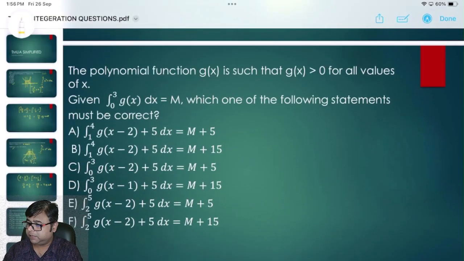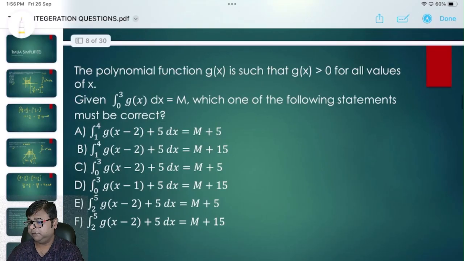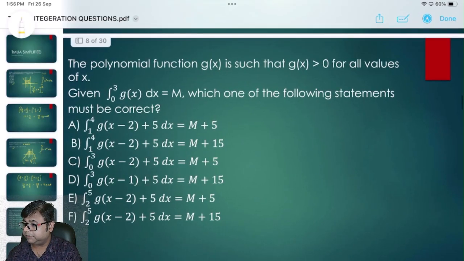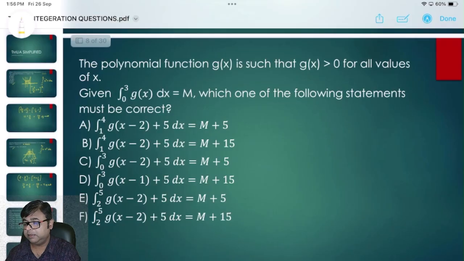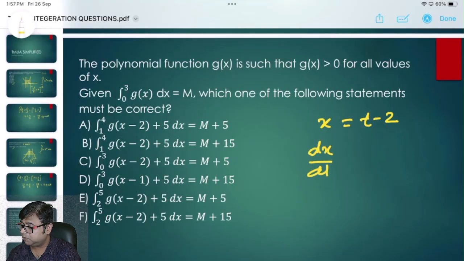So it again says 0 to 3, right? And the integral of g of x dx is m. And I have to integrate. In which of the following statements must be correct is what they are asking. So if I look at the options, I am replacing x by either x minus 2 or x minus 1. Since there is x minus 2 in a lot of options, first I'll replace x by t minus 2. So dx by dt becomes 1. So dx is dt, right?